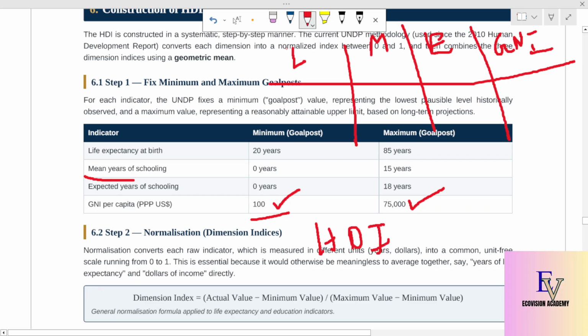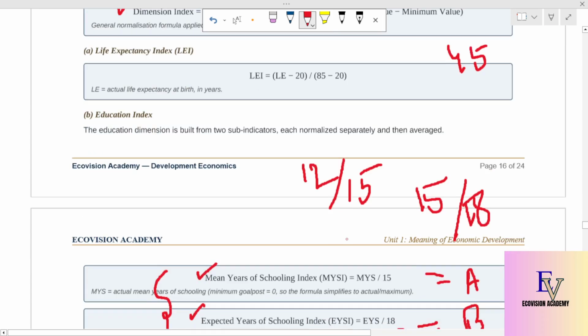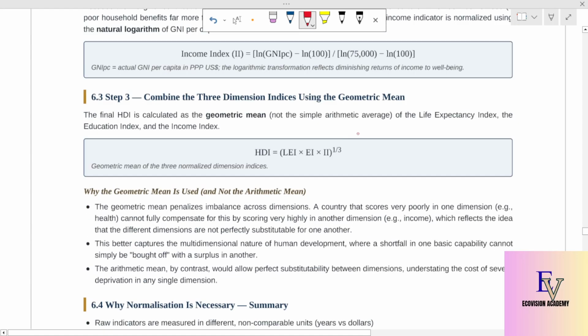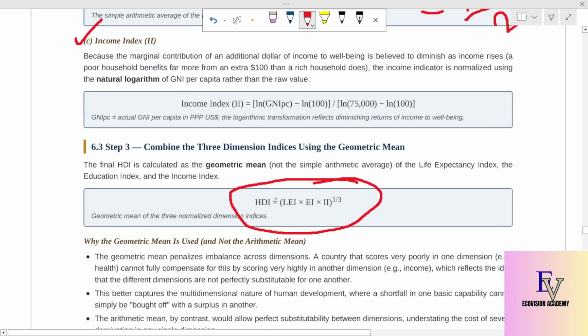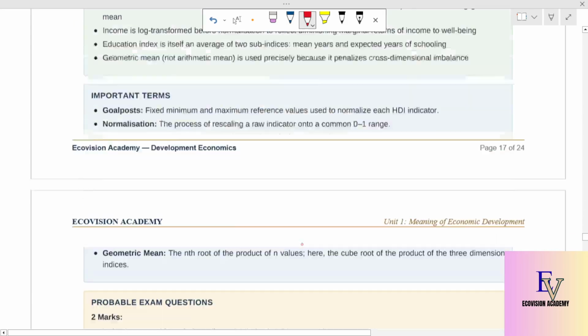For life expectancy and GNI, you will use this dimension index, but for these two schooling columns you will divide them by 18, then divide by 2 and get a figure. After getting all the figures, the HDI is calculated from the life expectancy index, the combined educational index, and finally the income index, and we take the geometric mean of these. After taking the geometric mean, we get some data and we interpret the HDI.